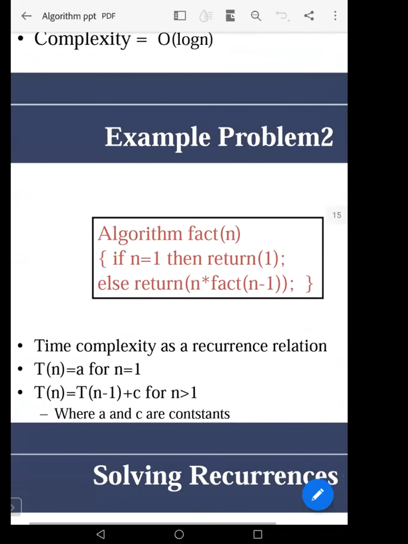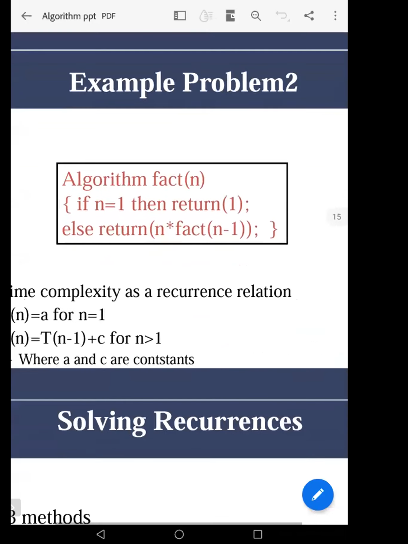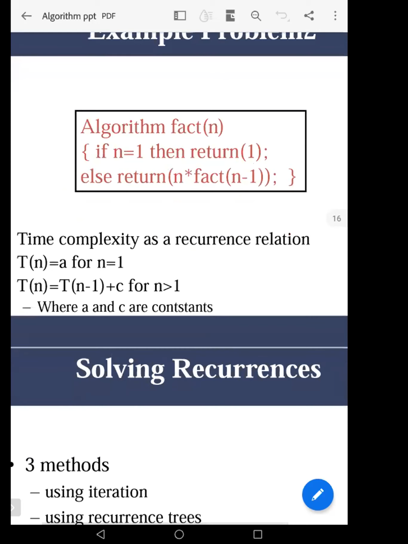Another function is the factorial function. You know, it is a very common function. It is a recursive algorithm. The factorial function F(n): if n is equal to 1, then return 1, else return n into fact of n minus 1. So what is the time complexity? T(n) is equal to a, some constant, for n is equal to 1, and T(n) is equal to T(n minus 1) plus c for n greater than 1, where a and c are constants.